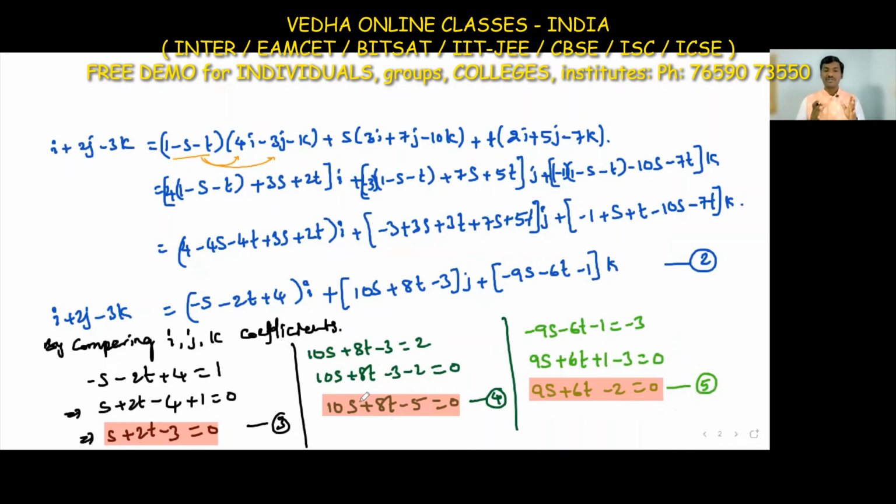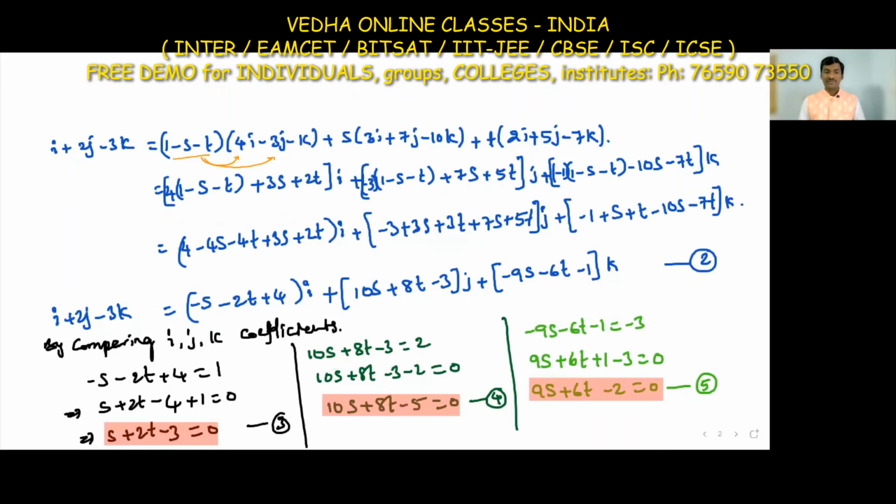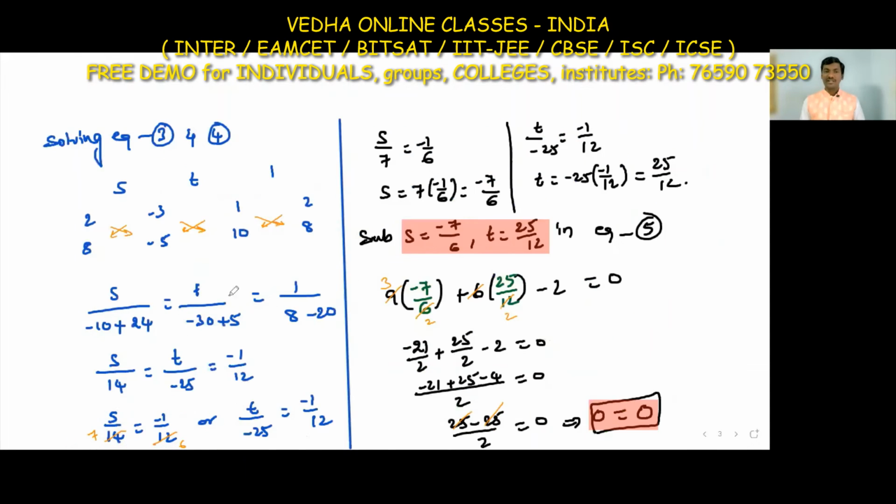Now I am going to solve any two equations. I am going to solve equations 3 and 4 now. Solving equations 3 and 4, we get s, t and 1. Start with the coefficients. How do we take the coefficients? Start with the t coefficient and end with the t coefficient: 2, minus 3, 1, 2.